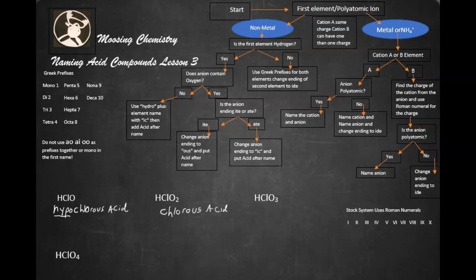All right, here we go. Let's look at the next one. HClO3. So we start here. Is the first element a non-metal? It sure is. It's the first element, hydrogen. Of course. Does the anion contain oxygen? It sure does, so put a yes there. Is the anion ending in ITE or ATE? In this case, it's the upper version, so this would be ATE. So you change the ending to IC and put the name acid after the name. Okay, so you would call this chloric acid.